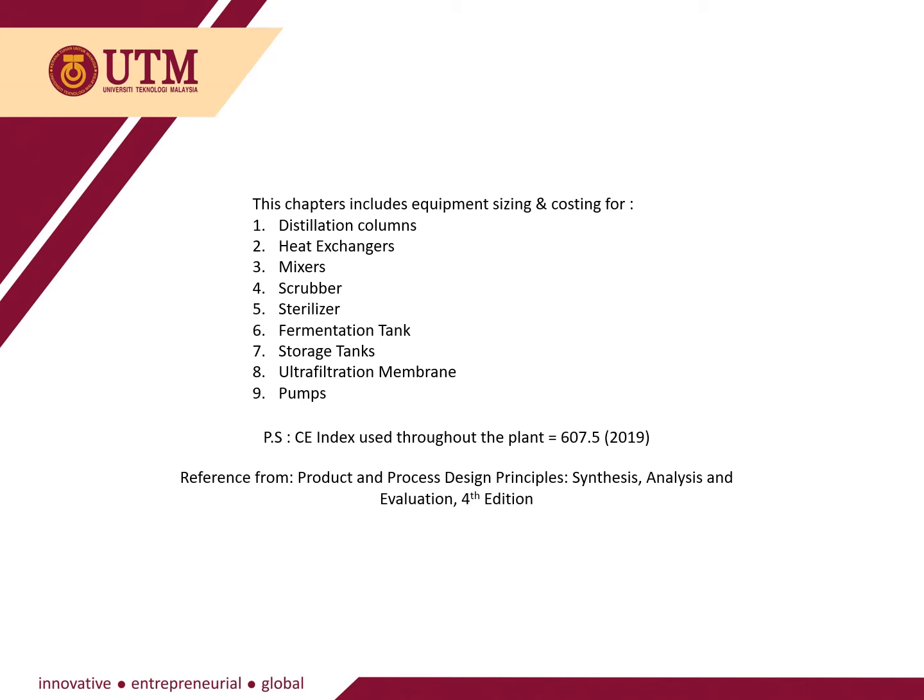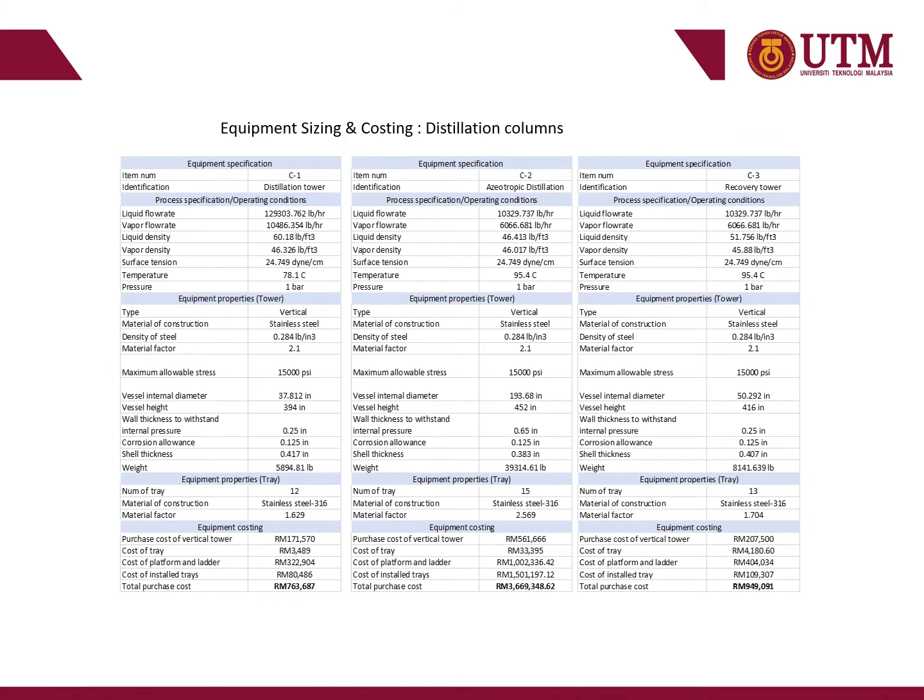edition. Next, we have the distillation columns. The material used is stainless steel, as ethanol and our product have corrosive properties. From there, we also calculate the weight and the number of trays, ultimately giving us the purchasing costs for all 3 distillation columns.